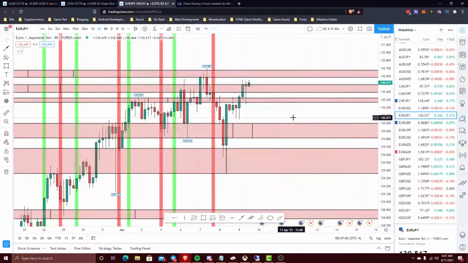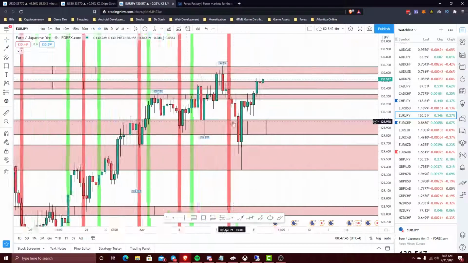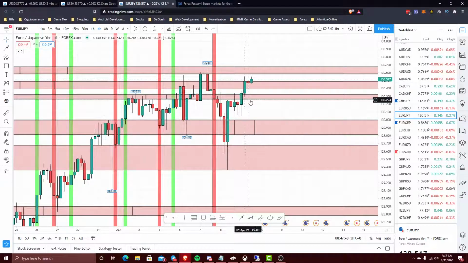All right, Euro JPY, we had this bearish signal. And for a little bit, it's just been consolidating. We're in this consolidation. So if I draw the consolidation, you could easily see it here.